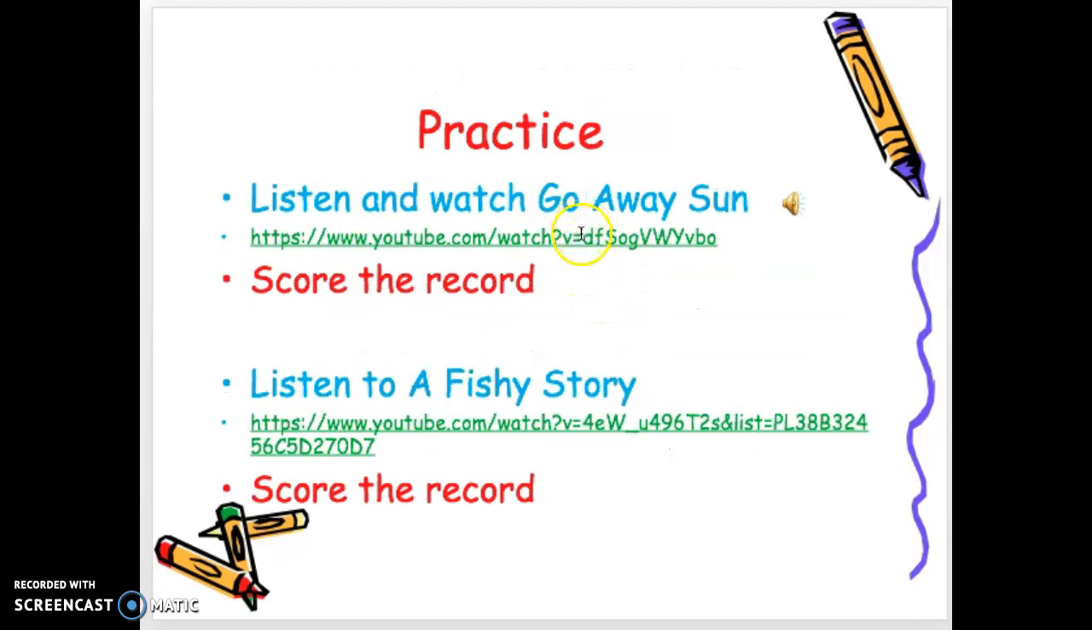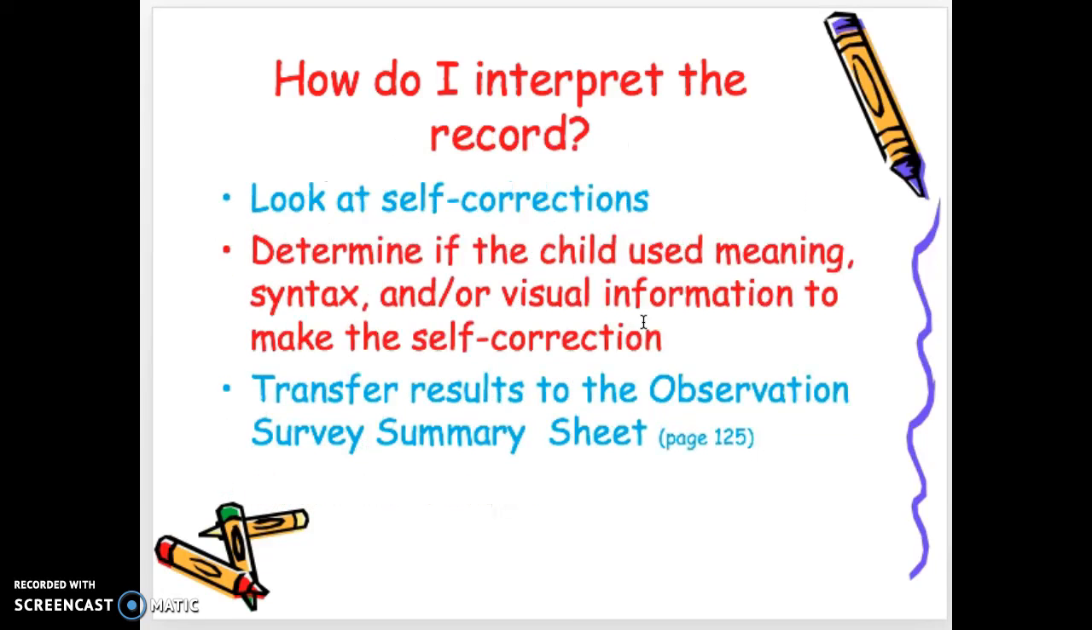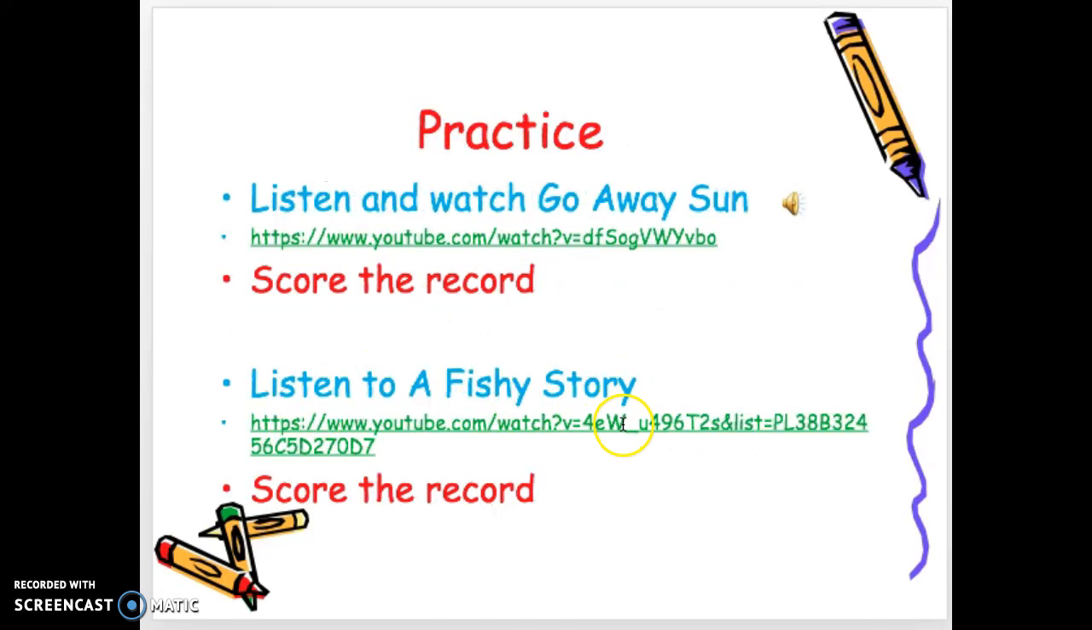Okay, what I want you to do to practice is go to this video. You can get to it by opening the PowerPoint on Moodle and clicking on this link. It will take you there, and I've also uploaded the text for Go Away Son. And I want you to practice doing a running record for that. Okay? So, sorry for the confusion. And then I want you to score the record, and we'll talk about those in class next week.